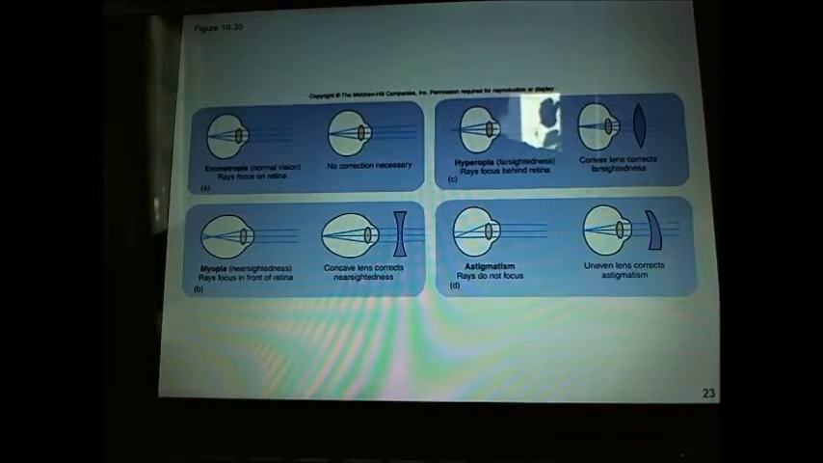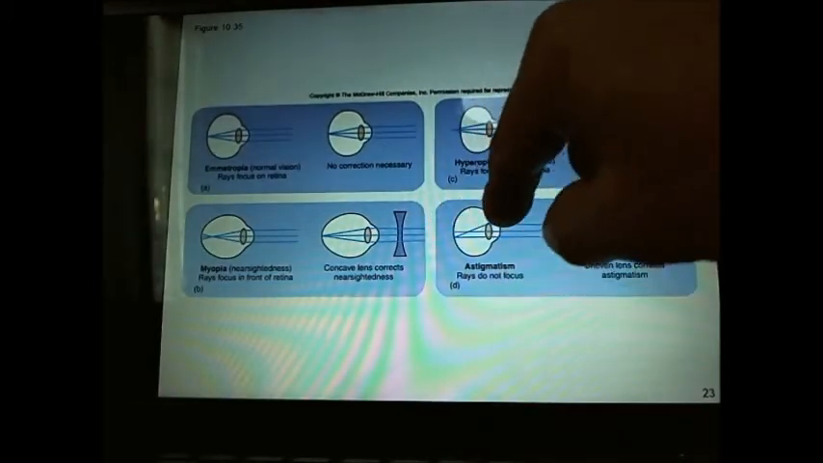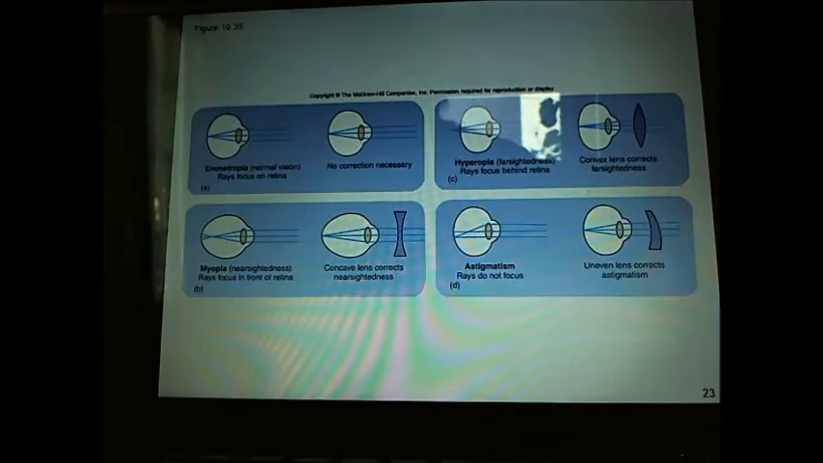Then astigmatism. Astigmatism is an irregular shape in the eye, on the surface of the cornea or the lens. The irregularities cause a distortion. As you can see here, instead of being focused, the rays are either going straight in or they're sent off in another direction. So the irregularities cause a distortion of the visual perception, and what you'd have is an uneven or more of a cylindrical lens to correct the astigmatism.